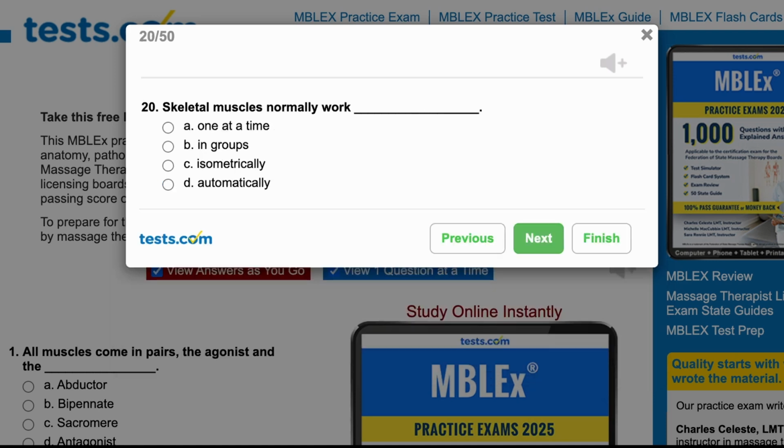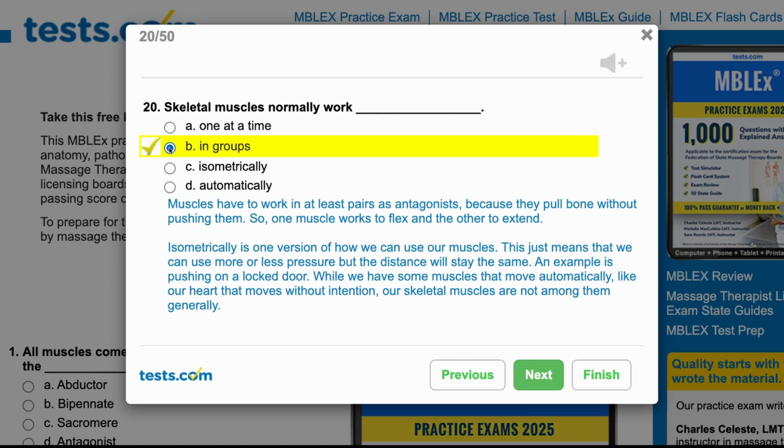Question 20. Skeletal muscles normally work A. One at a time. B. In groups. C. Isometrically. Or D. Automatically. B. In groups. Muscles have to work in at least pairs as antagonists because they pull bone without pushing them. So, one muscle works to flex and the other to extend.